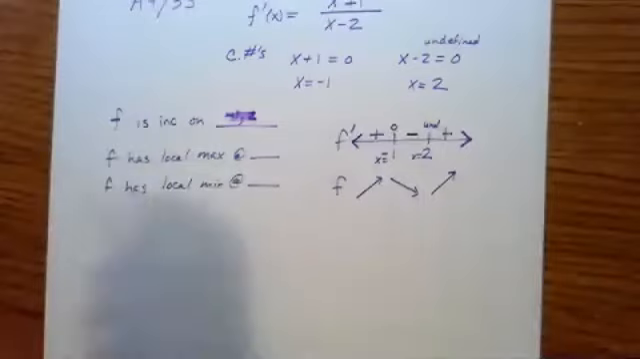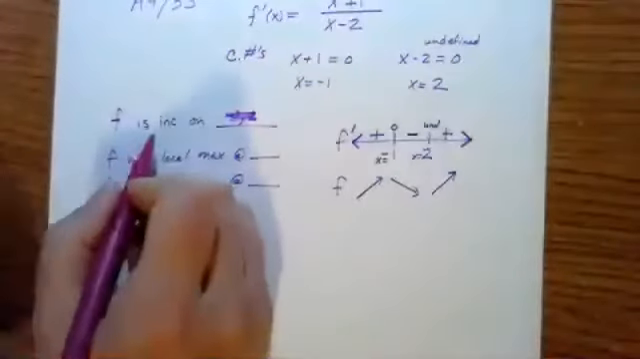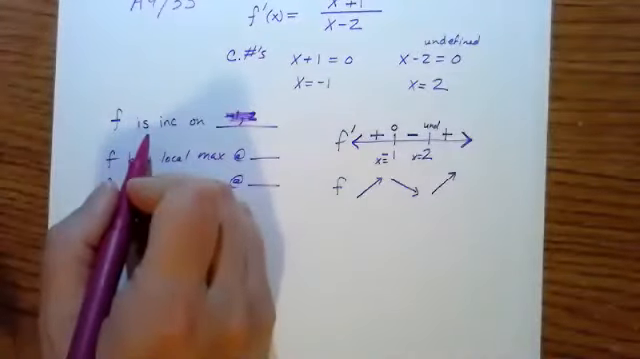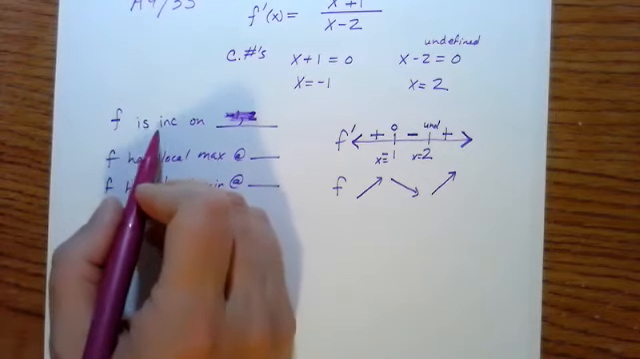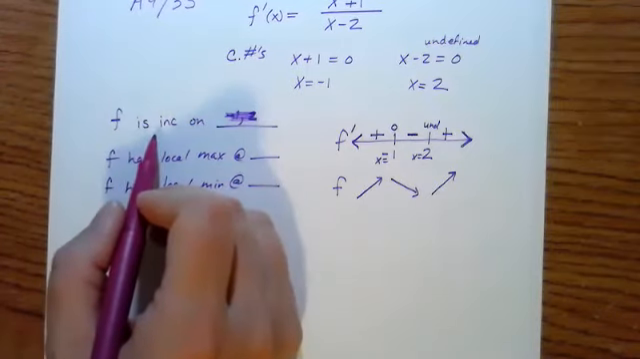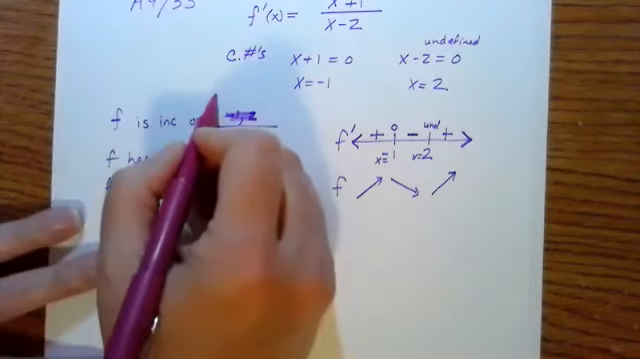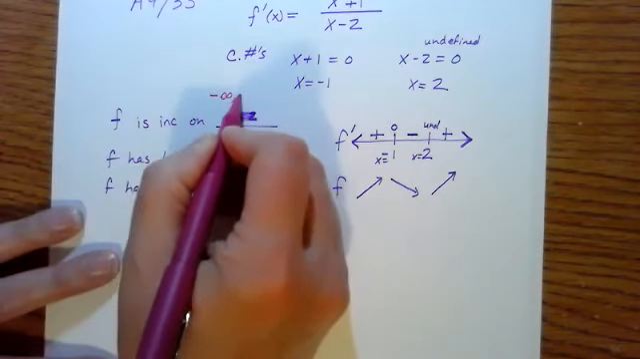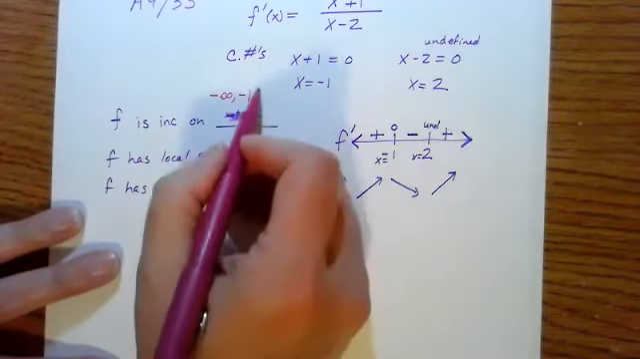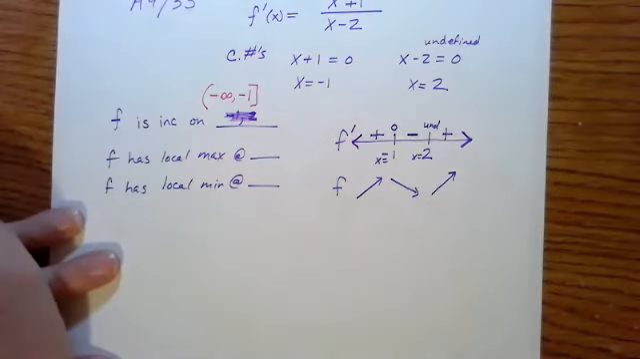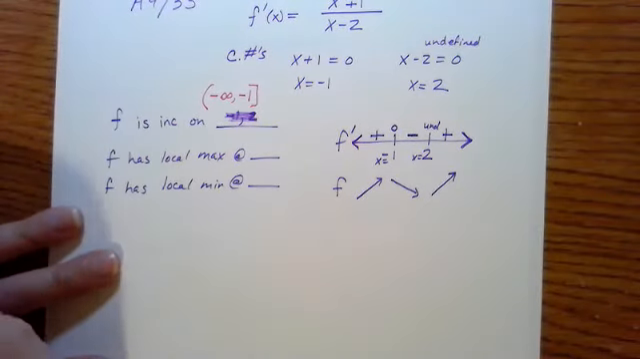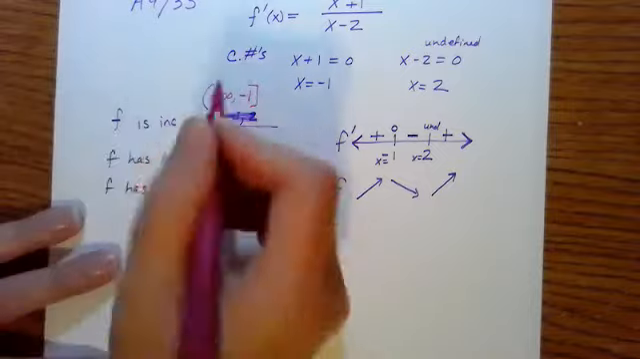Let's try that again. Did it want to know decreasing and I just wrote increasing? Did it ask for F increasing or did it ask for decreasing? Oh, just increasing. Yeah. All right, then. From negative infinity until we get to negative 1. Yes? And?